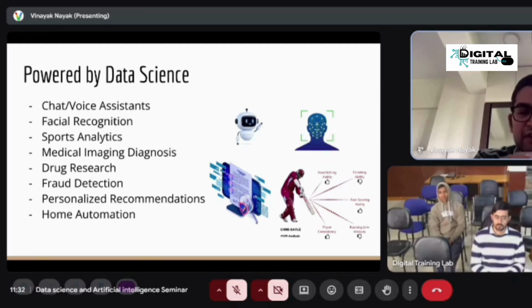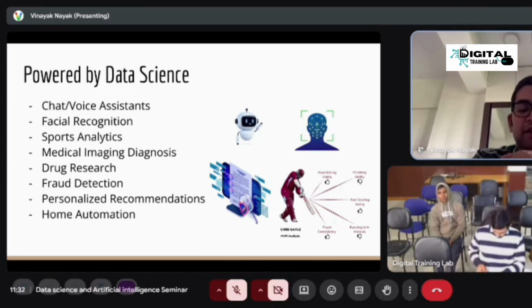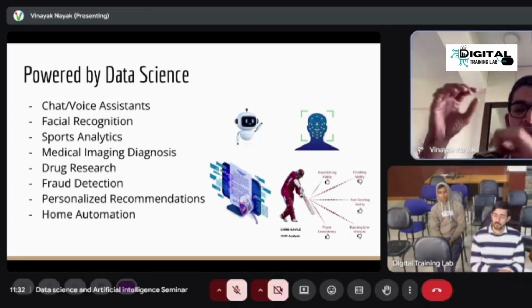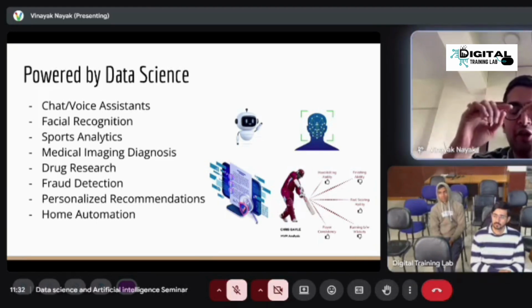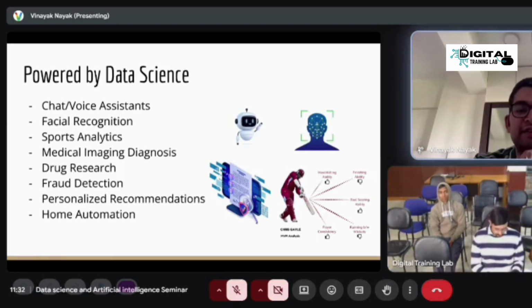Then there is facial recognition. Whatever you see in your KYC applications, in order to verify your identity, whether your face matches the face which you have provided on your Aadhaar card or on your PAN card. Or even nowadays, it is very common that if you attend a wedding or something, they will ask you to scan your face, and from the entire wedding photographs, it will pick up whatever photo you are there specifically. So all these applications are powered by data science.